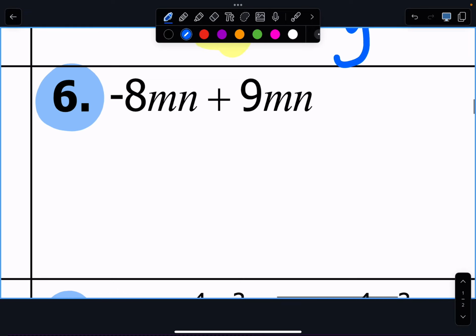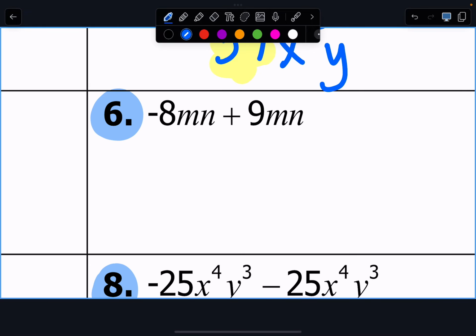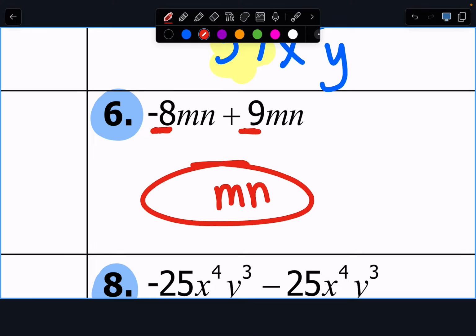Now, Joey, I have a question for you. Are these two the same letters with exponents? Yes. So these have the same variables as this. They're both mn. So what are we going to do with negative 8 and 9? We're going to add them. What is negative 8 plus 9? Just mn by itself. If you put 1 mn, that is totally cool. 1 mn is the same as mn. Either way, your answer is right.